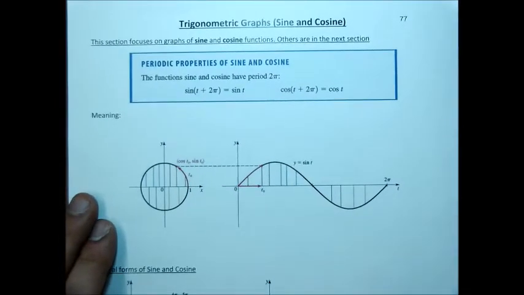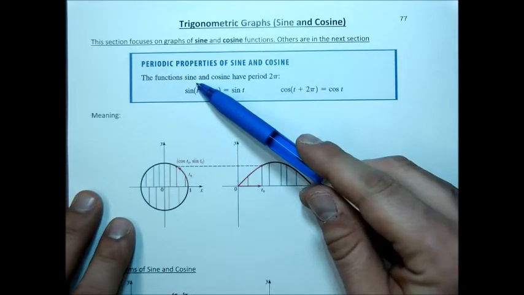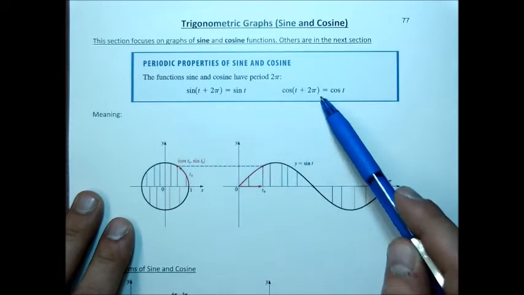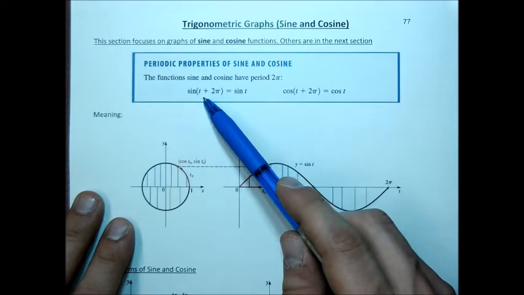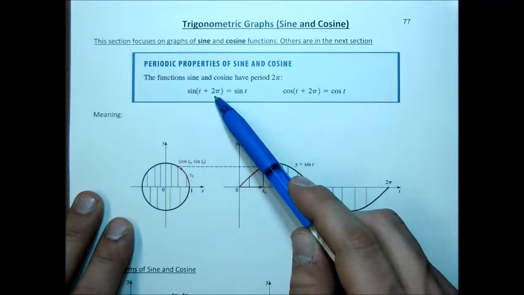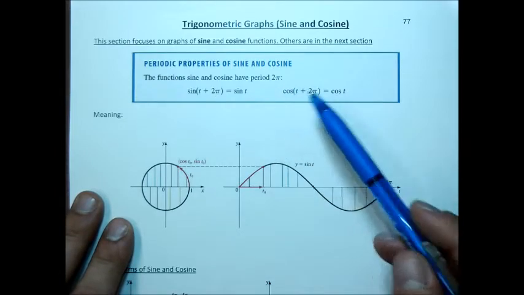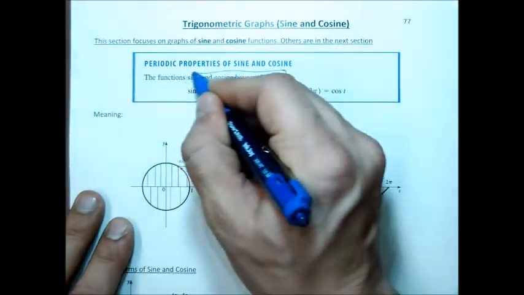So we have this page, and the first thing that we're being told in this page is that the functions sine and cosine have period 2 pi. And so that's what's being said in these two equations. It's saying that when you plug in a number into sine, and you add 2 pi to that number, it's the same as just plugging that normal number in. Same thing with cosine. Okay? So the big takeaway from this is that sine and cosine have a period of 2 pi.